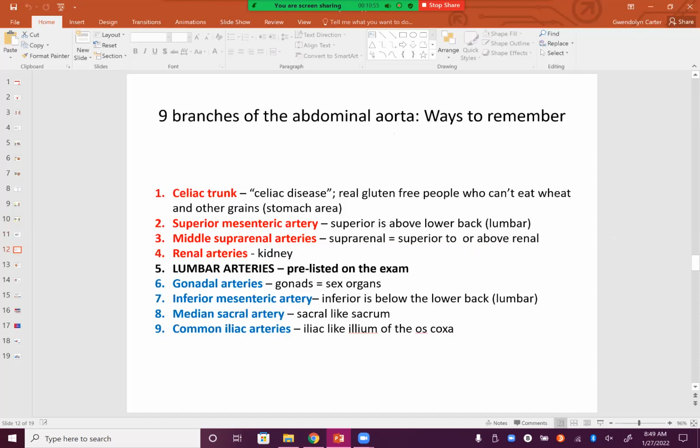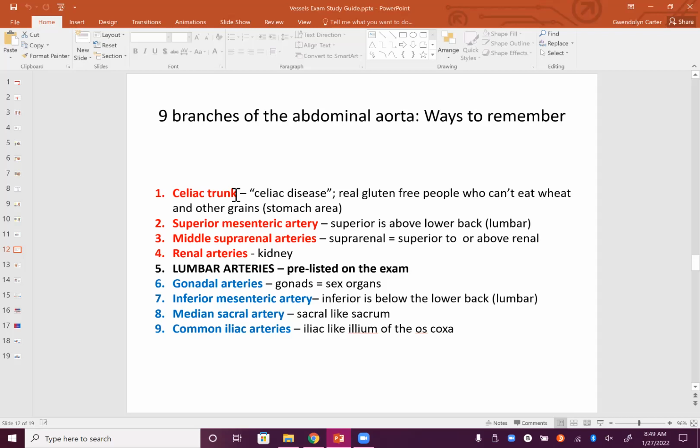So starting from the top and going towards the bottom. The first set of 4, we have our celiac trunk. Just like the people who have celiac disease who can't actually eat gluten because they don't have the enzyme. So that's like a stomach issue, also can affect their small intestines, but upper abdomen for that situation.